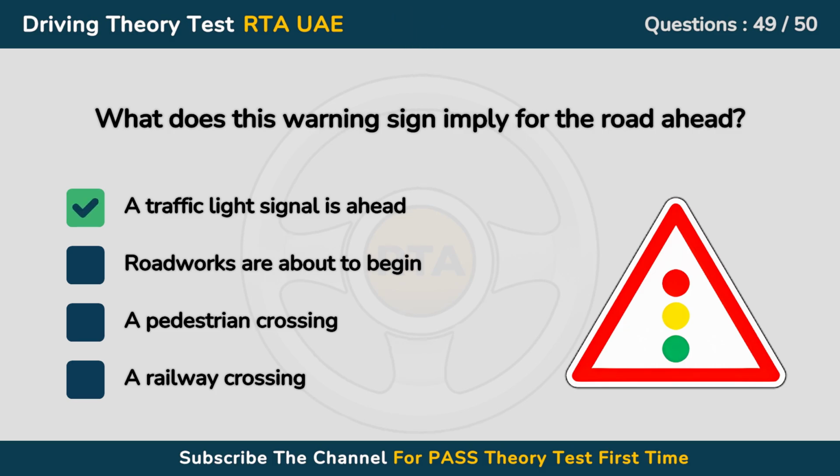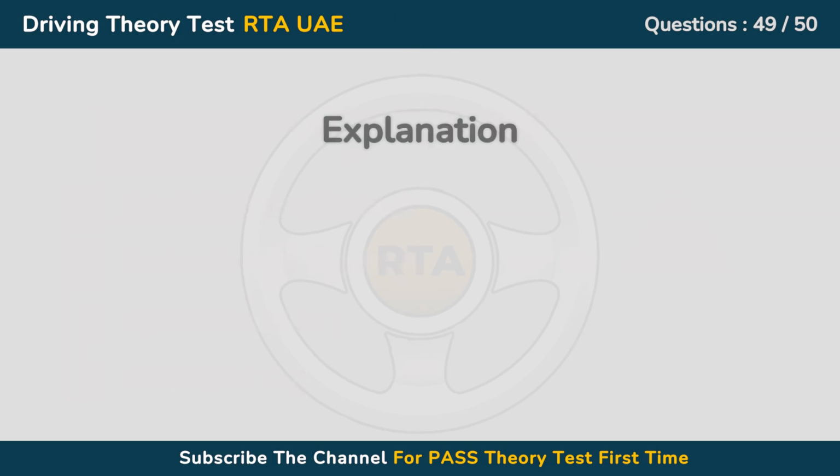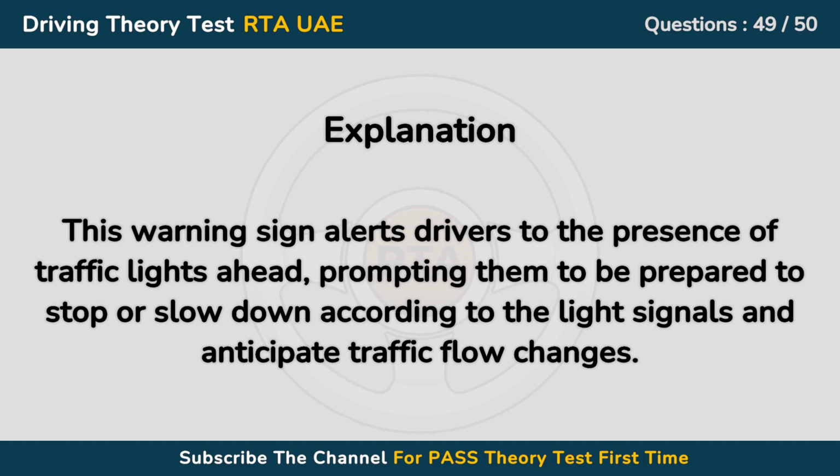Answer is A. A traffic light signal is ahead. This warning sign alerts drivers to the presence of traffic lights ahead, prompting them to be prepared to stop or slow down according to the light signals and anticipate traffic flow changes.